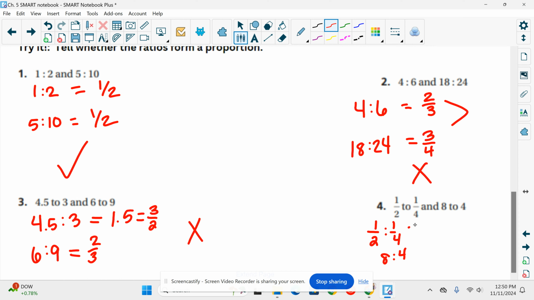All right, what's the value of 1/2 to 1/4? So this one's a little tricky. You got to be careful. It's 1/2 over 1/4. So you could either type in 1/2 divided by 1/4 or type it in as the fraction, but you get 2. And the value of 8 to 4 is 2. Are those proportional? Yes. So that's one way to test for proportionality.